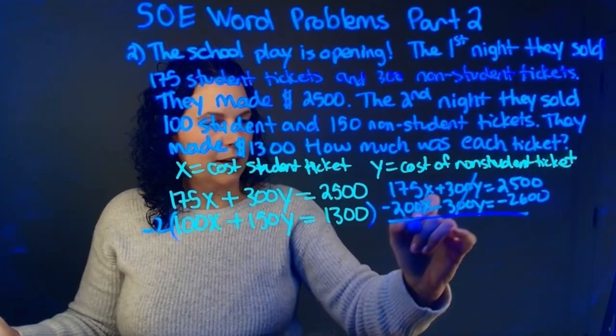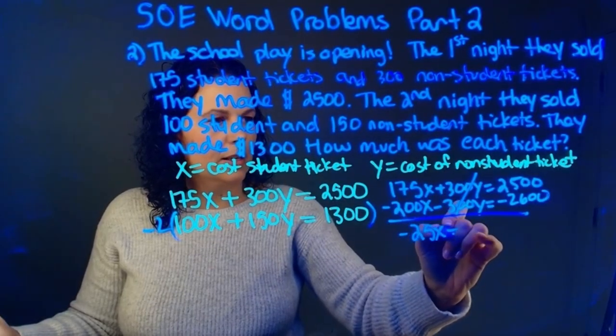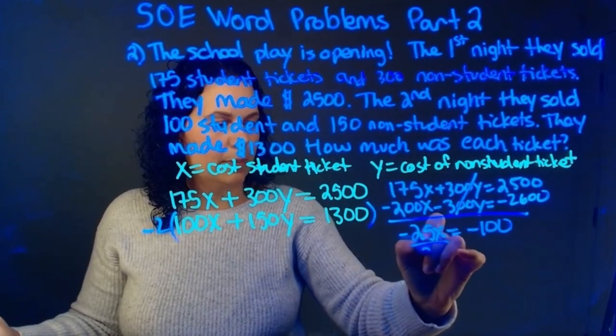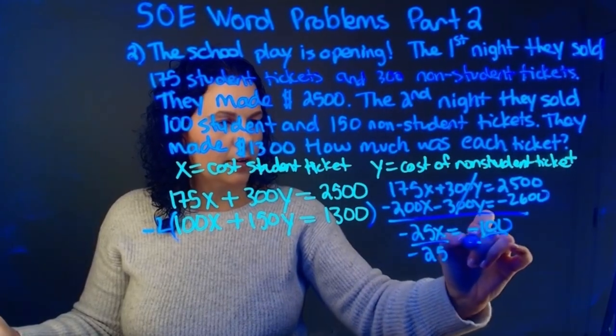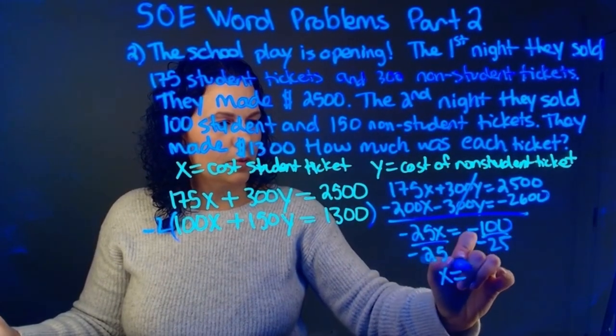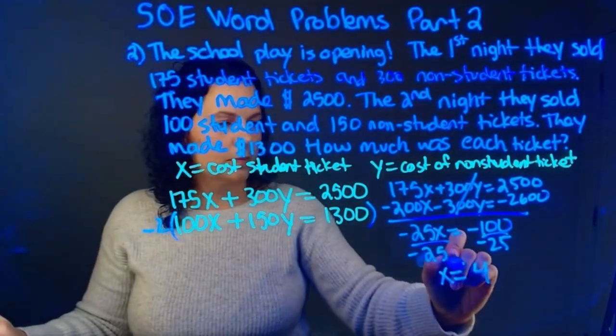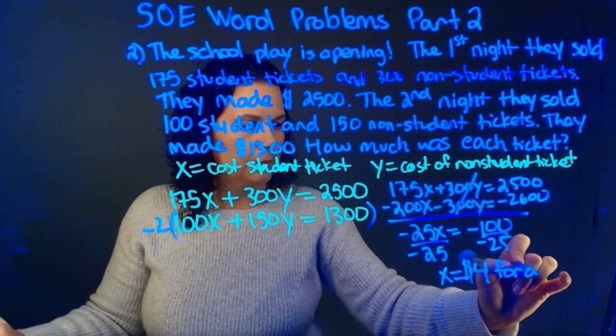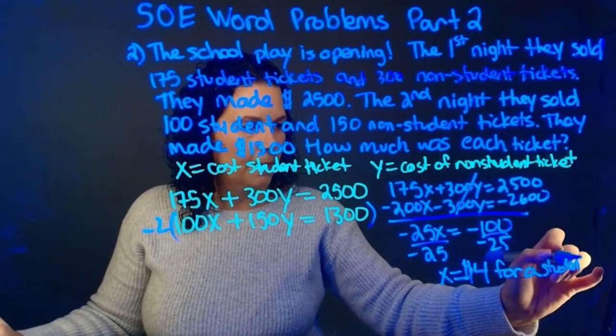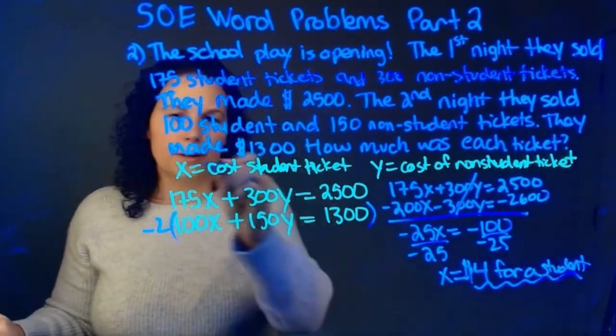So add those together, I get negative 25x equals negative 100, divide by negative 25, and I get x equals $4. So the cost of a student is $4. Right here, $4. Right here, $4.